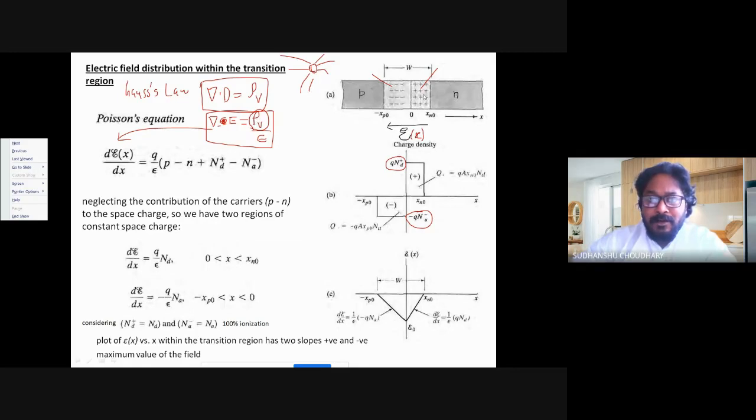In fact, if we write the space charge neutrality equation, that is total positive charges should be equal to total negative charges. The space charge neutrality. So total positive charges means P plus ND plus. So this was total positive charges. So that should be equal to total negative charges, that is N plus Na minus. Total positive charges is equal to total negative charges if we apply this in this transition region or depletion region.